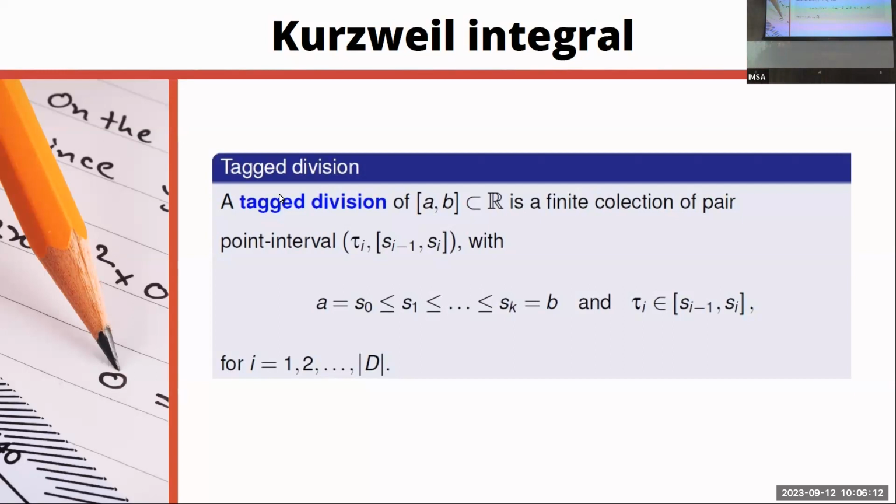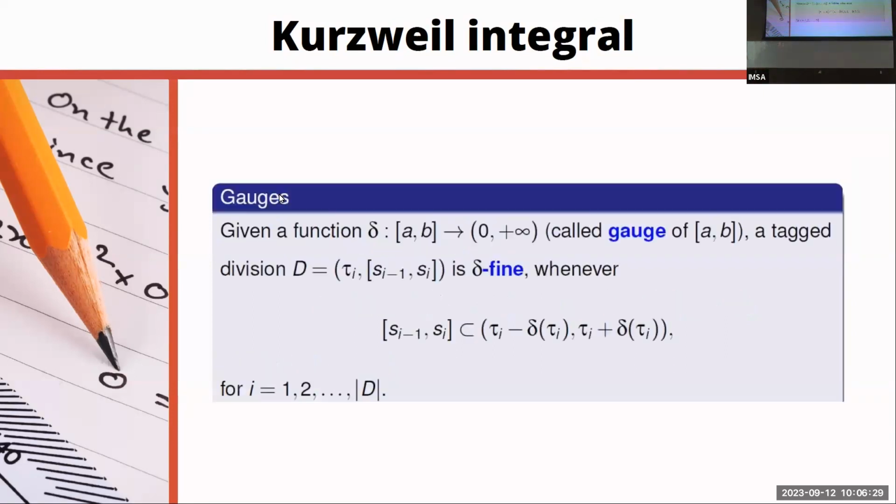So first, the definition that appears in this integral is very simple. We start with a tagged division of some interval [a,b]. Here we divide this interval into subintervals, and in each subinterval we choose a tag. It's very similar to what happens with the Riemann integral. So here is the main difference between the Riemann integral and the Kurzweil integral.